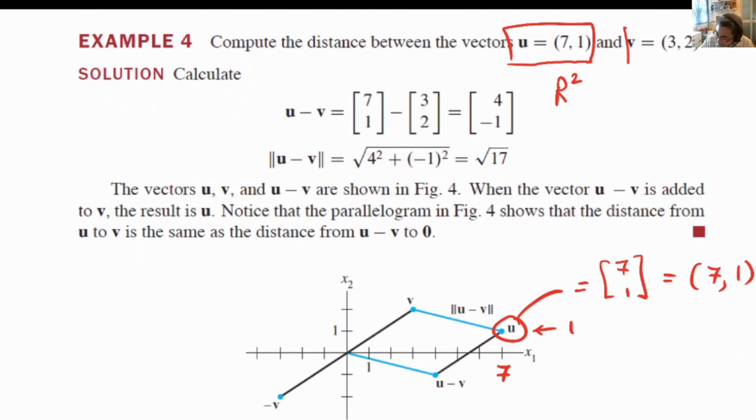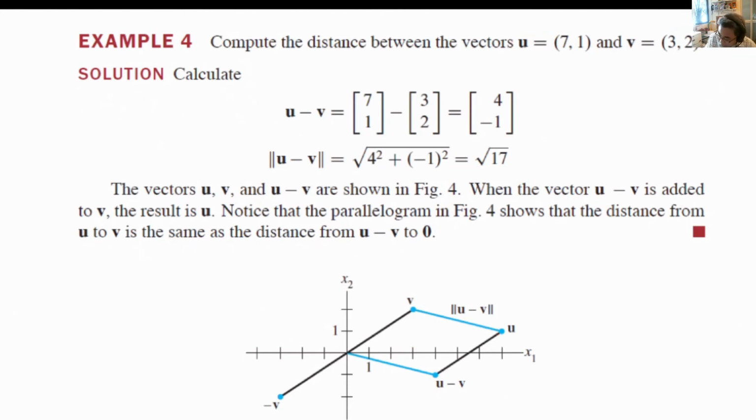v is a vector with coordinates 3, 2. This is 3, this is 2, 3, 2. We can, therefore, by visual inspection, find this vector from v to the tip of u, which is 1 position, 2 position, 3 position, 4 positions to the right on the horizontal axis, and 1 position down on the vertical axis. Let us call this vector q.